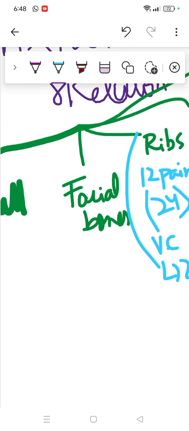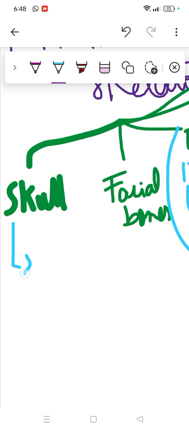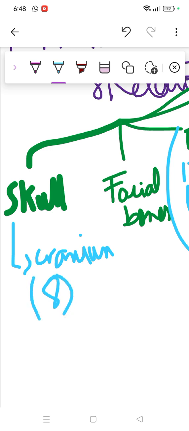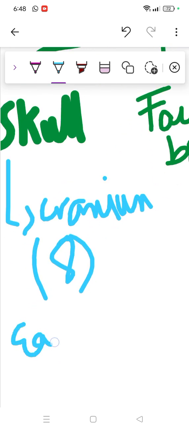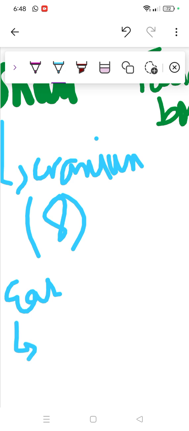What are these facial bones? In the skull, basically, the first one is called the cranium. This means all about our head region. We have 8 bones. Then comes the second one, the ear. In the ear we have 3 bones, and the smallest of them is the stapes.